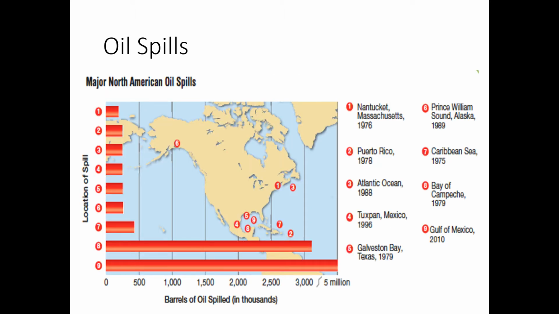This is a map of all of the major oil spills in North America. The biggest and most recent one was in the Gulf of Mexico, the Deepwater Horizon BP oil spill, where millions of barrels of oil spilled right along in the Gulf of Mexico.